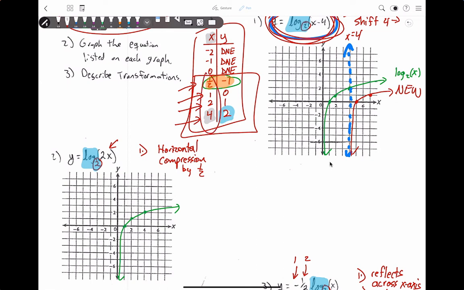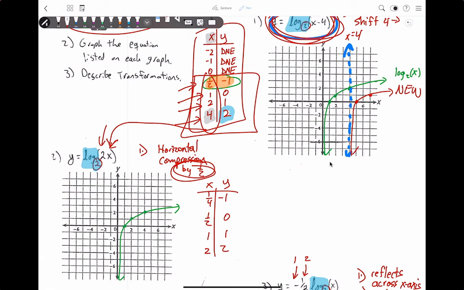Because all these values in the x are going to be horizontally compressed. It looks like they're multiplied by 2. It looks like that, but they're actually multiplied by 1/2 because of that interpretation of a compression. So this becomes (1/4, -1), (1/2, 0), (1, 1), and (2, 2). Because again, all those x values got multiplied by a half. That's what's going on here.